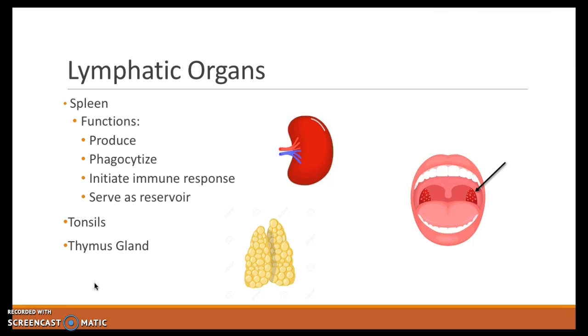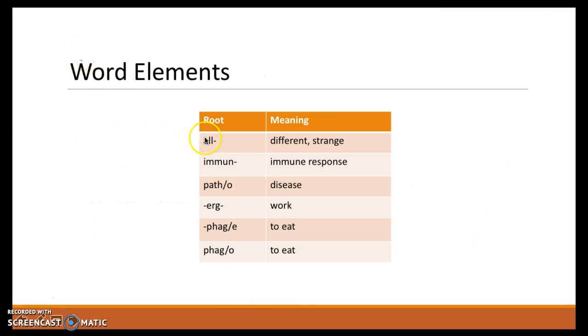Next, you have your tonsils, which are two masses of lymphatic tissue at the beginning of your pharynx that entraps inhaled and ingested pathogens. Then your thymus gland is where T cells develop and mature, and when they're ready, they'll be released into your bloodstream. Next, I'm going to talk to you about some word elements.